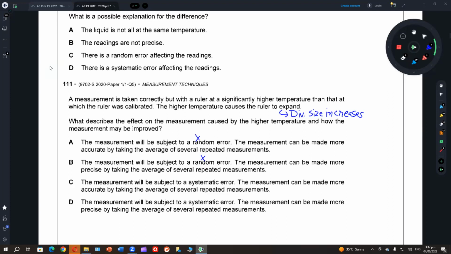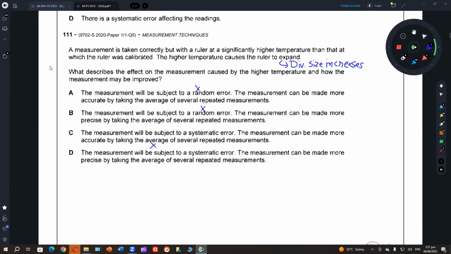Systematic error is what? An error is said to be systematic if it is constant in magnitude. One amount of error is coming every time. Subject to a systematic error, measurement can be made more accurate by taking the average. Now it's a memory: systematic error cannot be rectified by average. The measurement will be subject to a systematic error. Measurement can be made more precise. That's right.